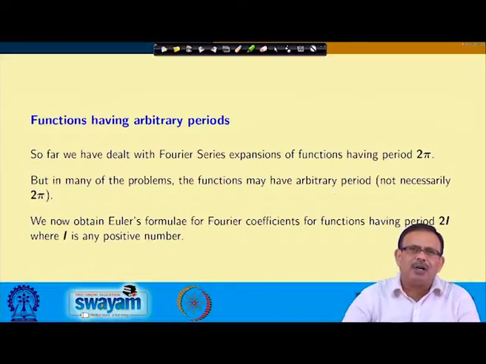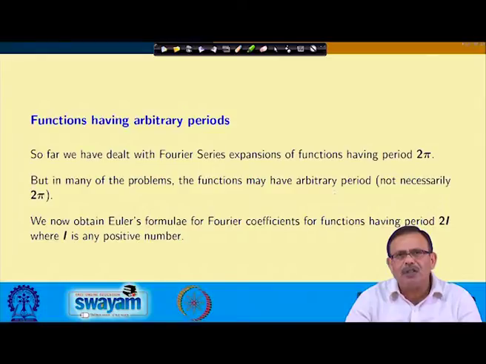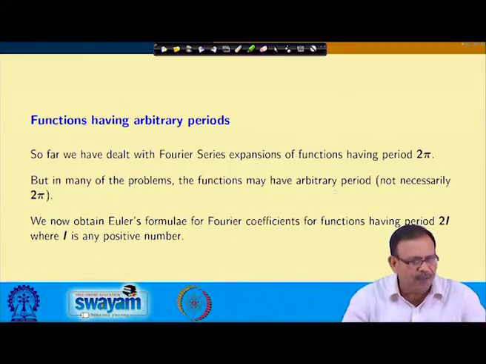Or in other words, I can say in general that we can obtain Euler's formula for Fourier coefficients for functions whose period is 2L. That is, we are trying to generalize now. Earlier, we have done it for minus pi to pi, or for period 2 pi. Now, we want to check that if the period is a generalized one, 2L say, what is the effect on this, where L is some positive number.